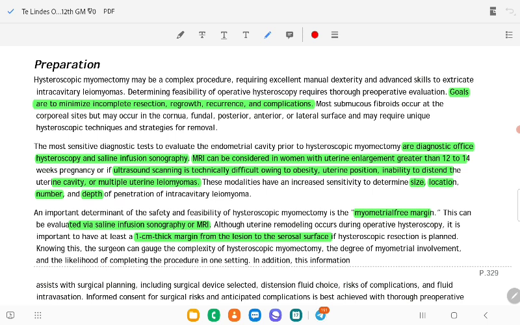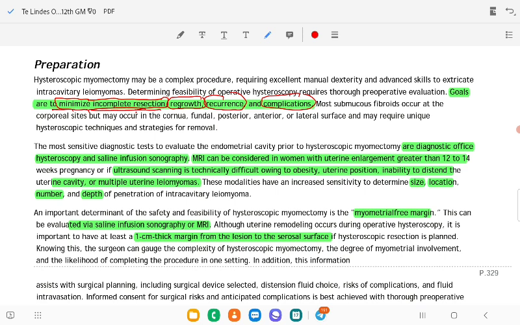What is the goal? To minimize incomplete resection. This is the main goal: don't leave any part behind, you have to remove it completely. Regrowth and recurrence have to be prevented, and complications have to be minimized.